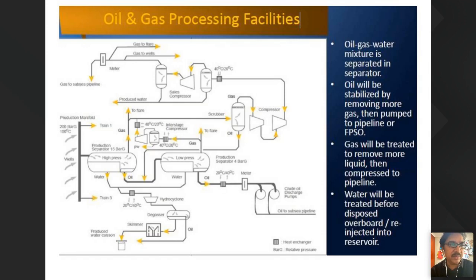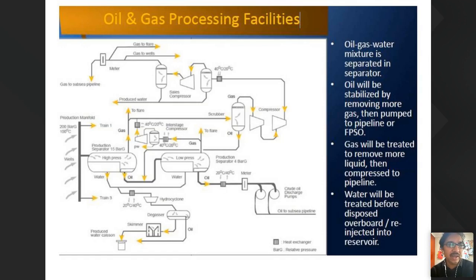The first equipment, the separator, separates the crude, which comes as a mixture, actually. It doesn't come as oil. It comes as an oil, gas, and water mixture. The first step is to separate them into three different streams. So the separator does that function.